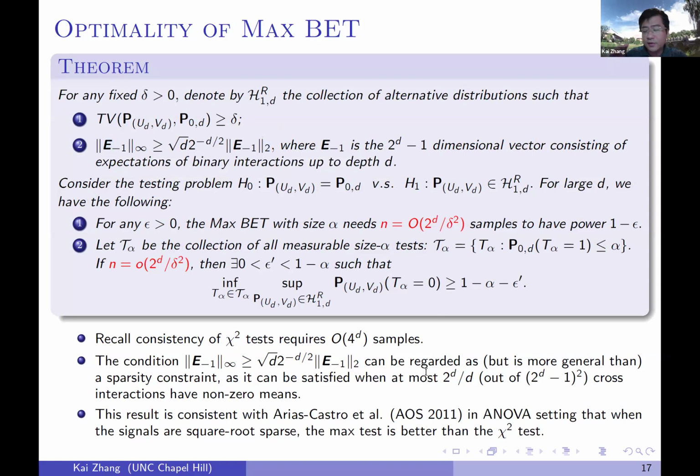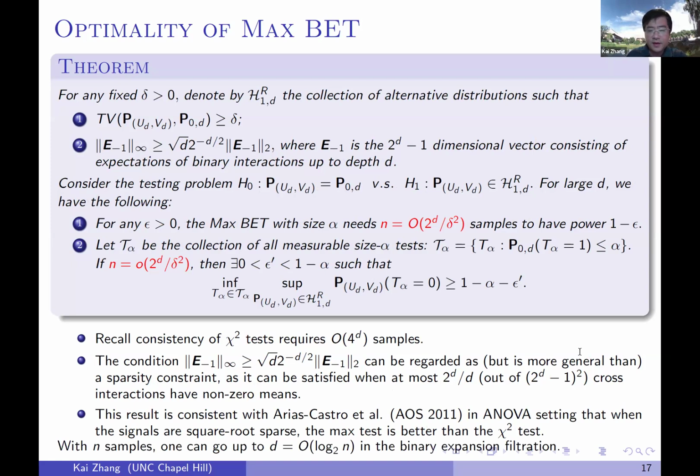And so if a signal is spiky, then using maximum is better, right? So that's the intuition. Those conditions can also be regarded as a sparsity constraint, because they can be satisfied when the signal is about square root sparse. This sparsity consideration has also been studied in the Annals paper by other people. They have shown that if the signal is square root sparse, using maximum is better than using the chi-square test. So that's about the power, and also about the optimal rate.